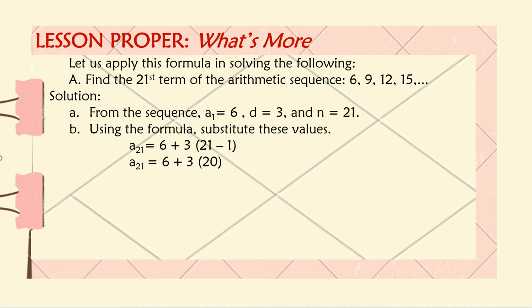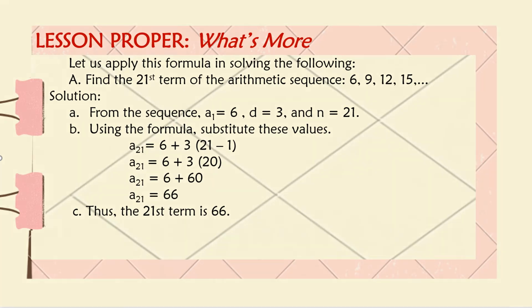And then, tignan ulit yung given equation. Meron tayong addition and multiplication. So, again, multiplication muna. That is 20 multiplied by 3, so that is 60. Then, 60 plus 6. So, our 21st term is 66. I hope malinaw yon. Madali lang siya. Isa-substitute lang natin siya dun sa given formula.